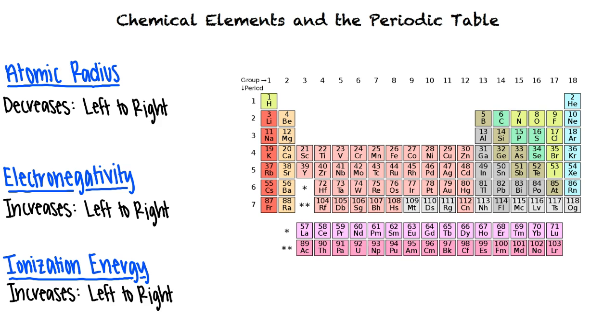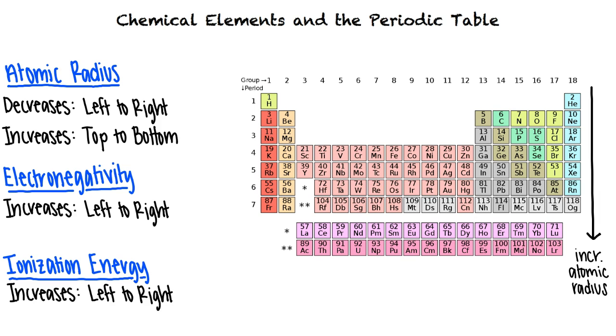The groups are also known as families and tend to have more significant trends than periods. Grouped elements tend to have shared chemistry and also exhibit similar trends and properties related to increasing atomic number. Moving from the top down, the atomic radius of elements increase.